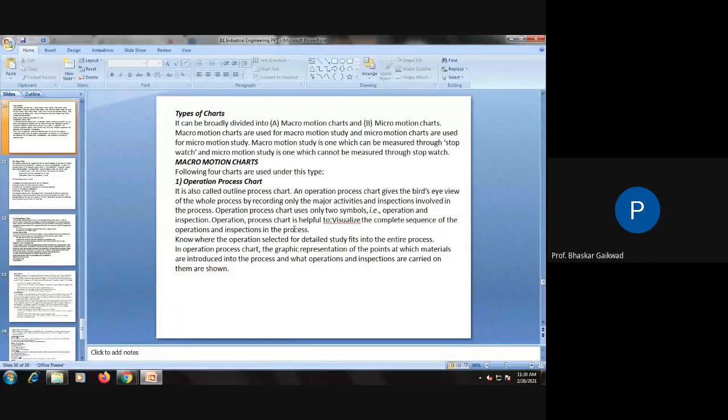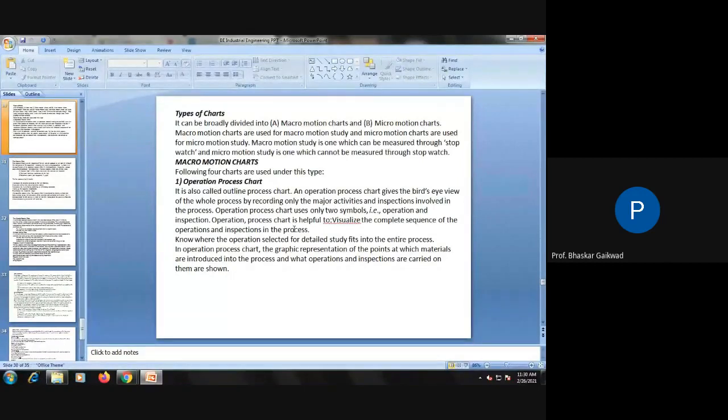And what does it contain? Only two things: which type of operations are carried out and where we are doing the inspection, and how much time is required for that particular operation and for inspection. Through this, we calculate the total time required to complete the job. After that, you have to think, is it possible to reduce this total time by eliminating certain operations, sequences, or inspections in this way?